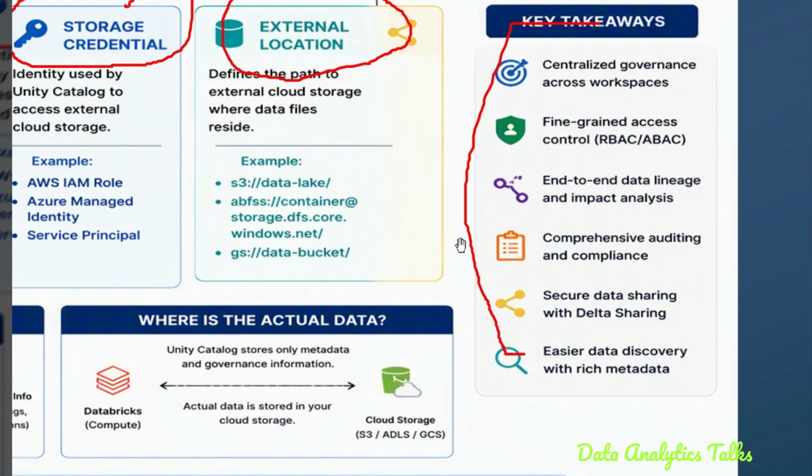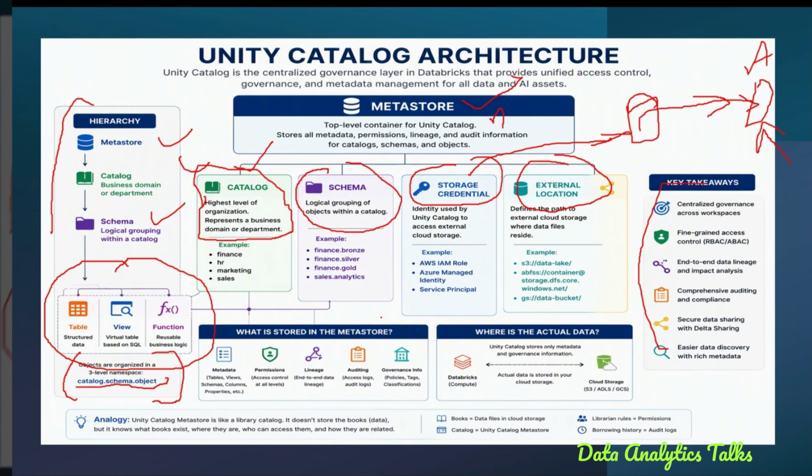This is the key takeaway from the Unity catalog. This much understanding is good enough for a data engineer, architect, or governance principal about the Unity catalog architecture. We will see how to implement this. Implementing is not at all difficult because we have the documentation. Just go through the documentation. This is good, but understanding the concepts is very much important. I hope this video gives you enough information about the Unity catalog. Thank you.